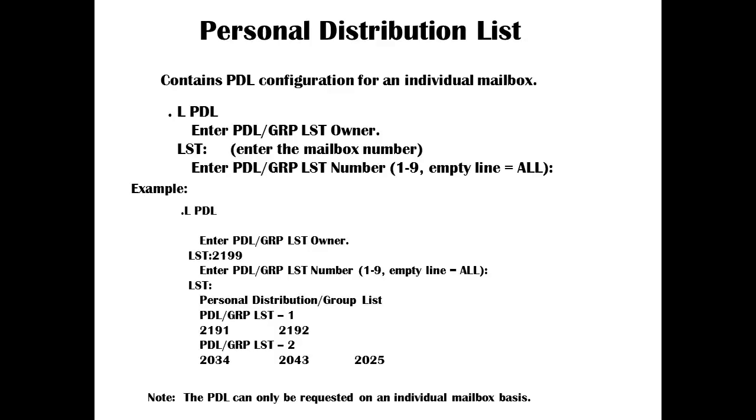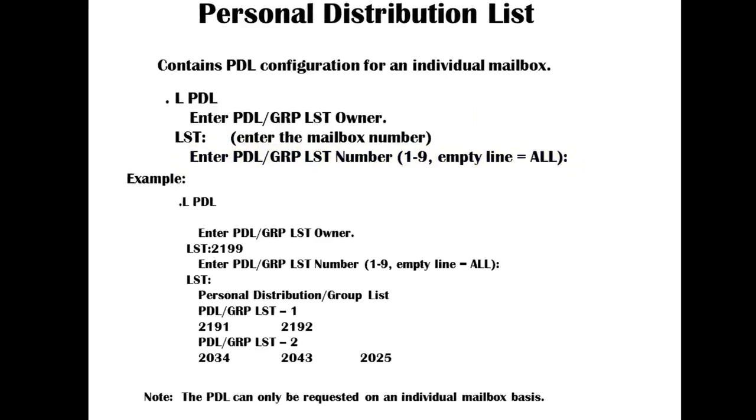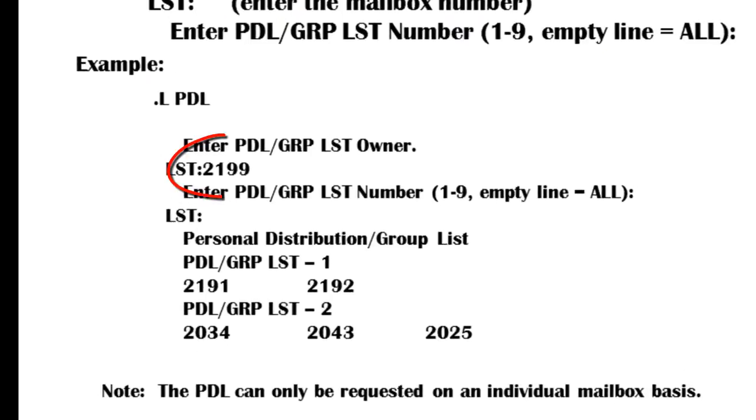Note, these members can be an individual mailbox, a networked mailbox address, as well as another distribution list. The personal distribution list. This report shows personal distribution list or PDL configuration for an individual user mailbox. To generate, we use the L space PDL command at the update prompt. We must enter the mailbox number, and then we are prompted to enter a list number 1 through 9 or empty line for all.